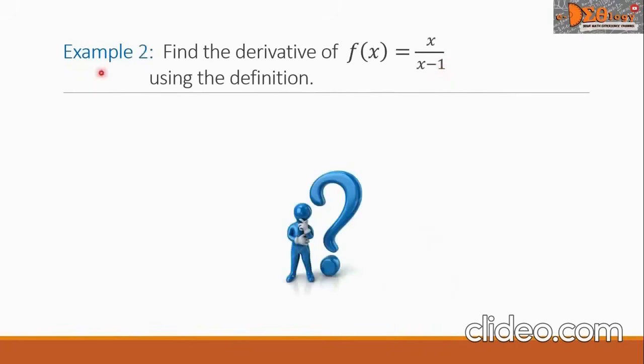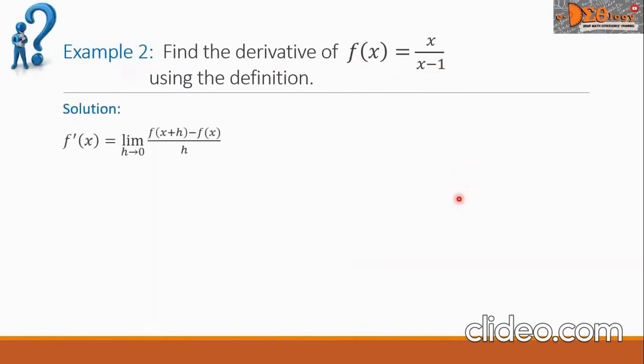Let us see this example 2. Find the derivative of f of x equals the fraction x over x minus 1 using the definition. For our solution, we write again the limit formula of derivative, and then our step 1 is to evaluate f of x plus h. This is equal to x plus h all over the quantity x plus h minus 1.